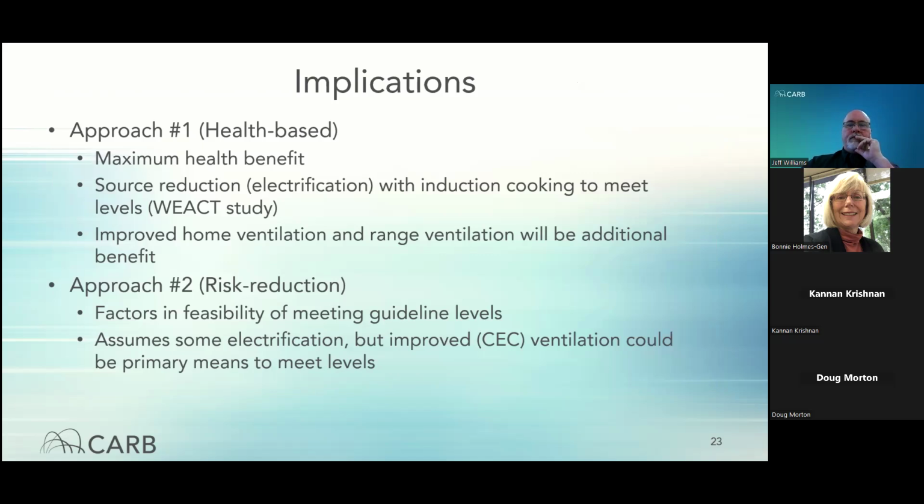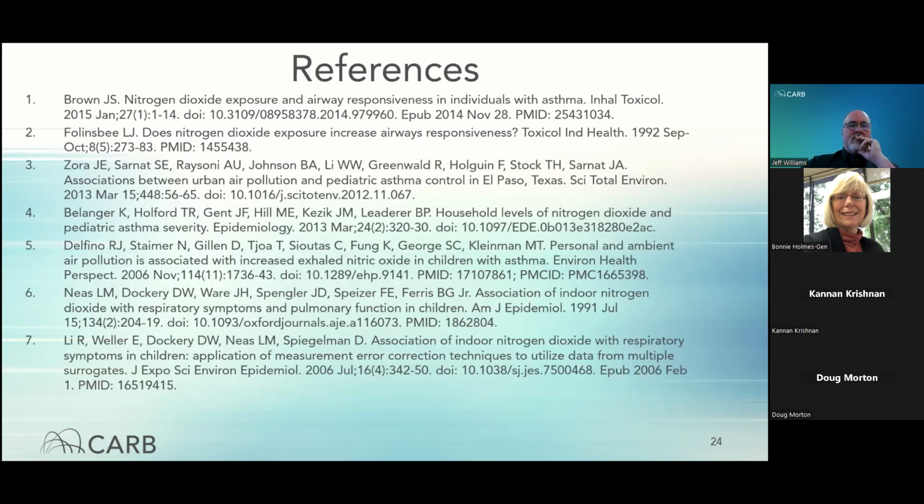The following 2 slides have the references mentioned in the previous slide, and this concludes the presentation part of our workshop today. We're now going to open the workshop to questions and comments. Bonnie Holmes-Jen, our branch chief in the Health and Exposure Assessment Branch, will be the moderator for this part of the workshop.